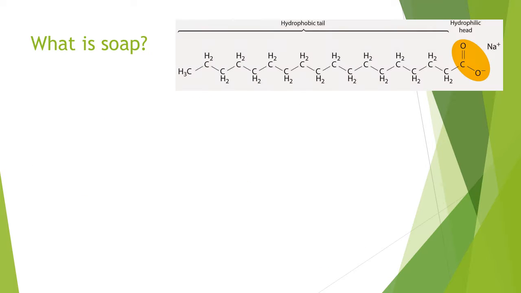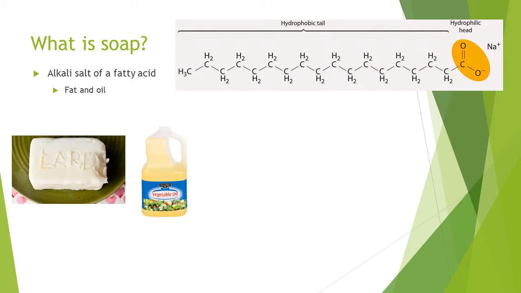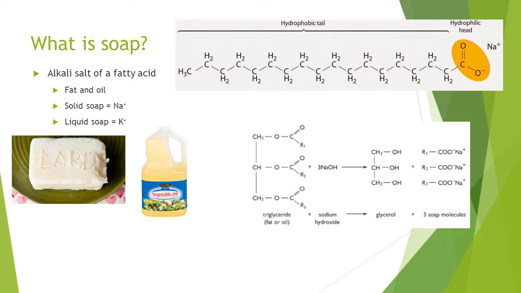Well, we can hope. In general terms, a soap is the alkali salt of a long-chain fatty acid, typically derived from animal fats or vegetable oils. Solid soaps usually consist of sodium salts, whereas liquid soaps usually consist of potassium salts. If you look closely, you will notice that this triglyceride is basically just a bunch of esters, or R-COO-R' groups.